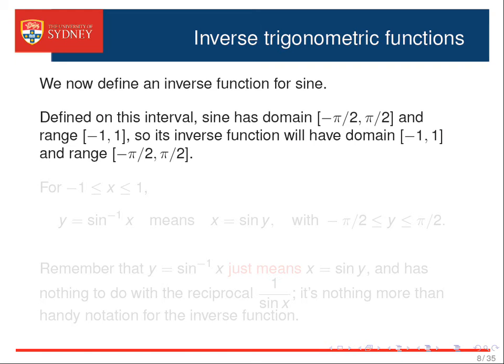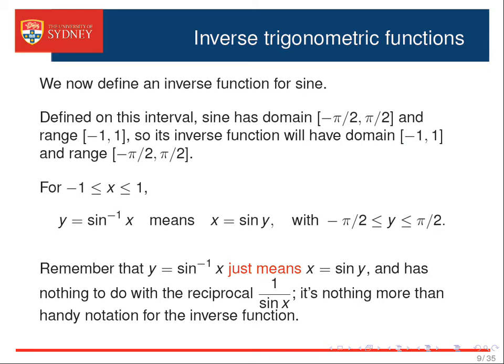The domain of our restricted function is minus pi on 2 to pi on 2, and its range, that is, the possible output values, is minus 1 to 1. This means that the inverse function will have domain minus 1 to 1 and range minus pi on 2 to pi on 2.